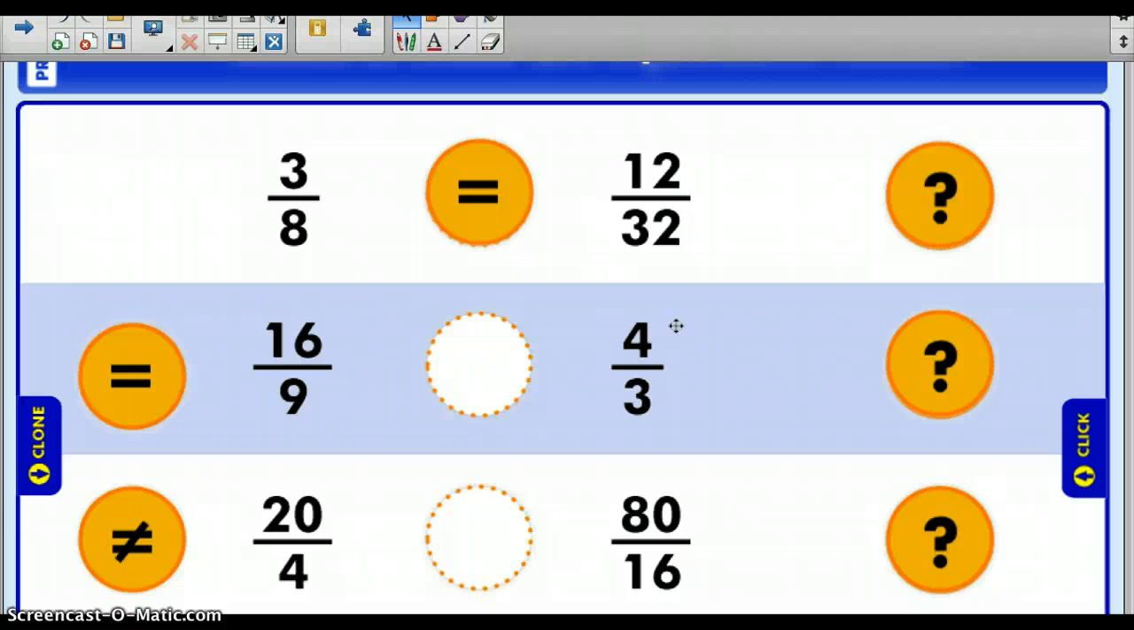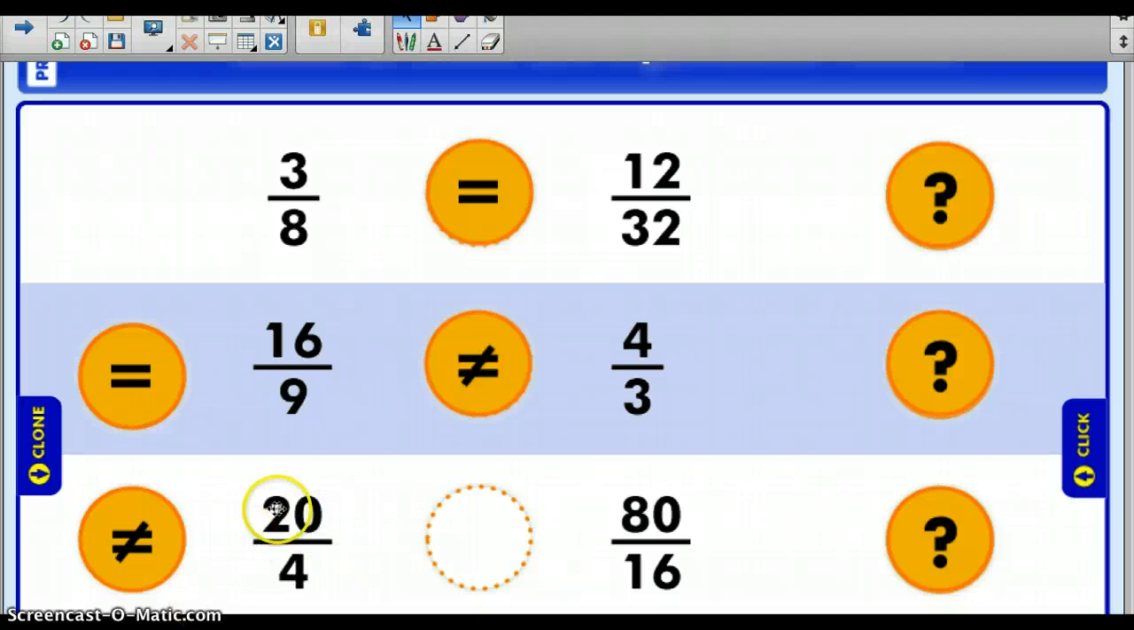Okay, now let's look at it. If we took 4 times 4 we'd get to 16. If we took 3 times 4 we would get to 12, and that's going to be different than 9. In other words, if we multiplied both the denominator and the numerator by the same thing, we would get a different result. So this one would not be proportional. They're not equal, so it's not a proportion.